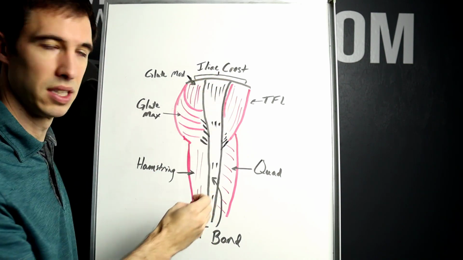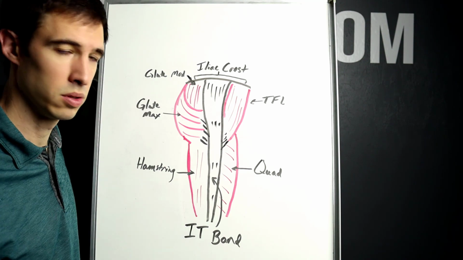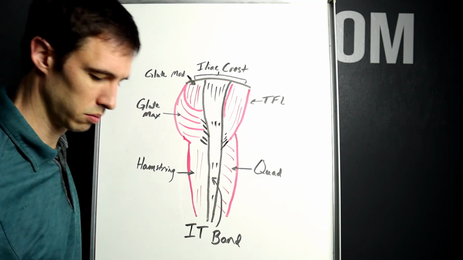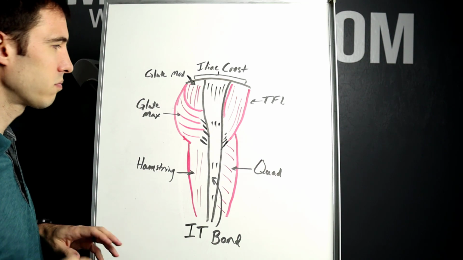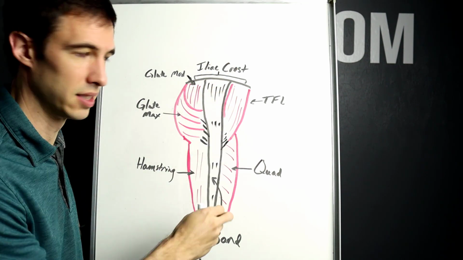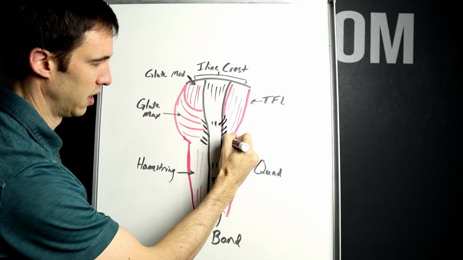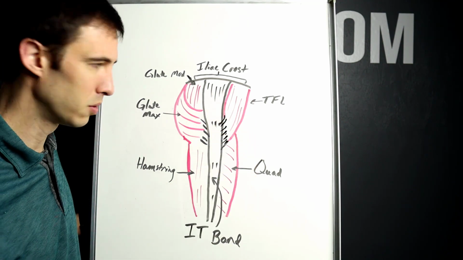Now I have really delineated this in a nice way visually, but here's what's really happening: these muscles that come all around the IT band all start to attach into it and become continuous with it.